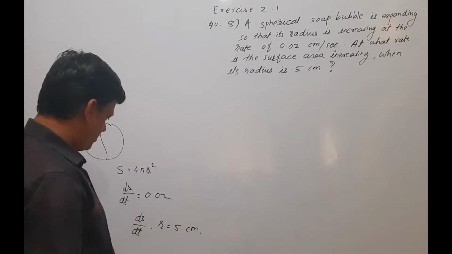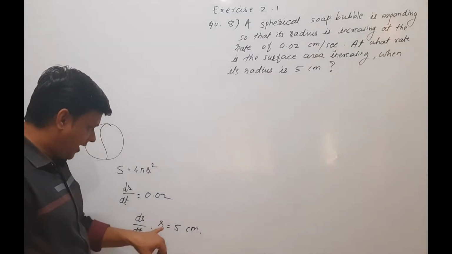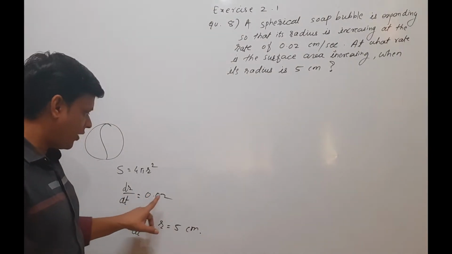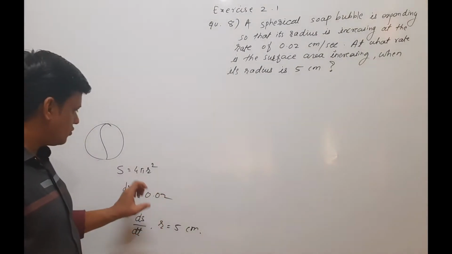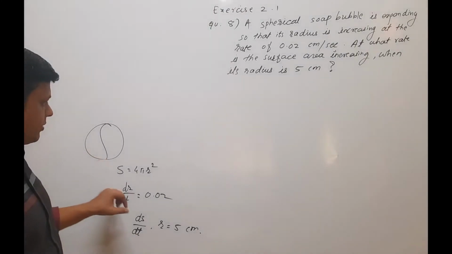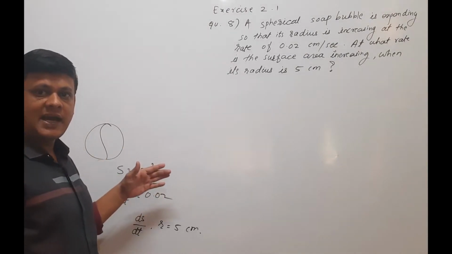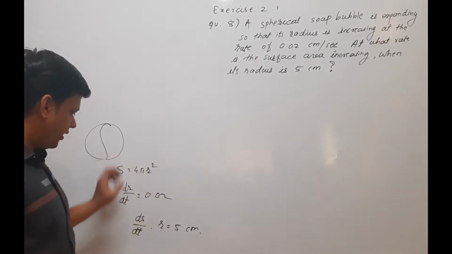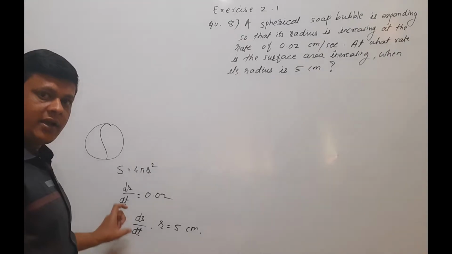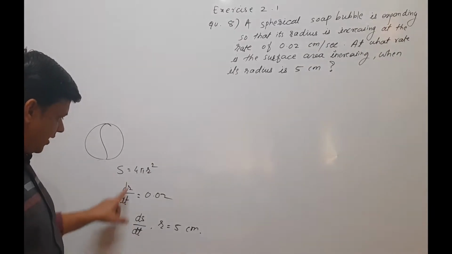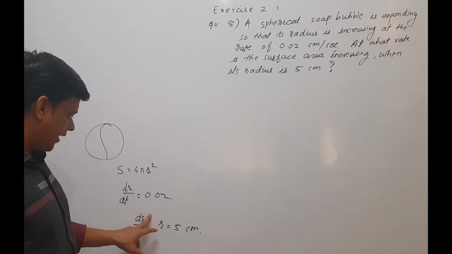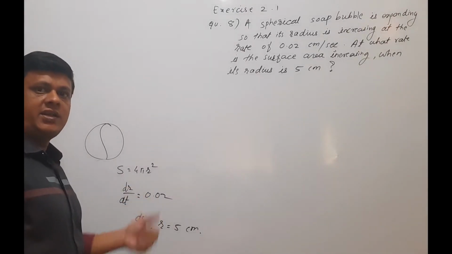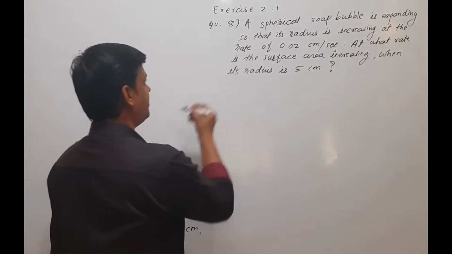That means here given part is r equals 5 centimeter, dr by dt equals 0.02. So we consider first a spherical soap bubble of radius r. Then we write the surface area S equals 4 pi r square. Then we find ds by dt, and while differentiating we replace the value of dr by dt by 0.02. So see how to write the solution.